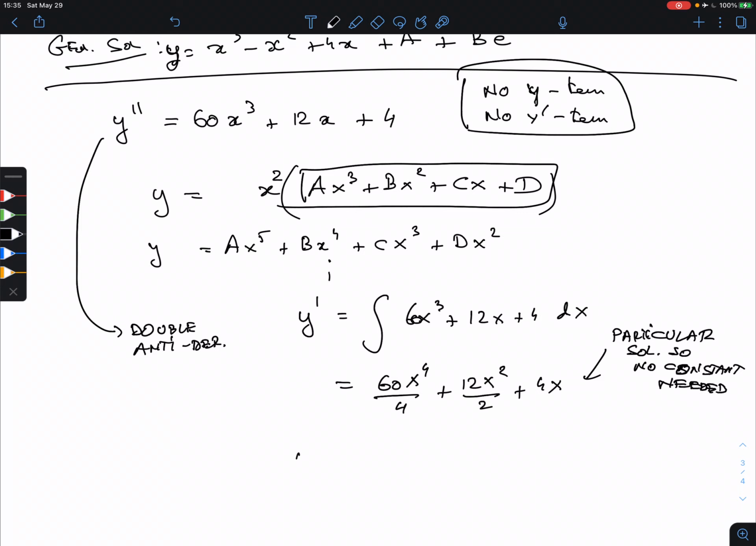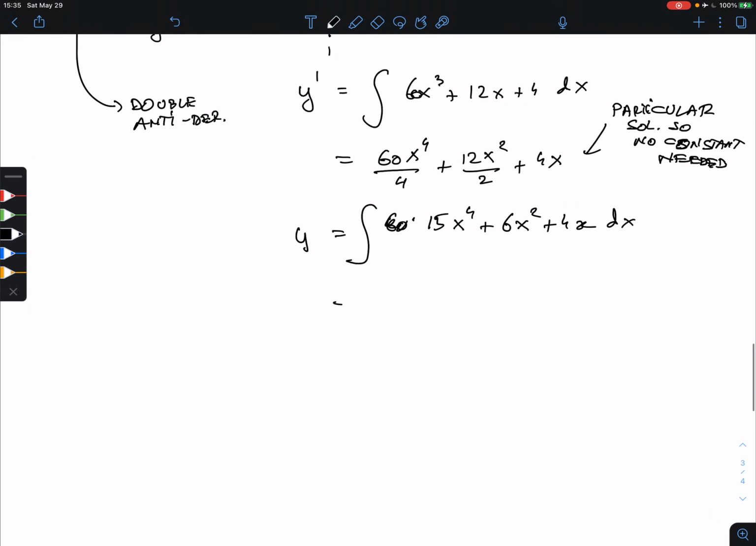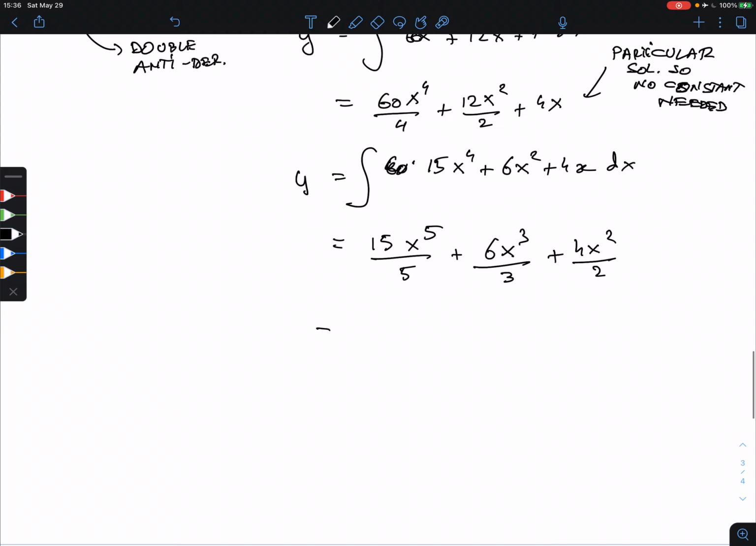But this is only once. We have to do it one more time. We integrate again. 60 divided by 4 is 15, right? 15x to the 4th plus 6x squared plus 4x dx. Let's integrate. 15, add 1 to the exponent, divide by the exponent. Add 1 to the exponent, divide by the exponent. Add 1 to the exponent, divide by the exponent. And again, no constant term needed because we are looking for a particular solution. Now we simplify: 3x to the 5th plus 2x cubed plus 2x squared.